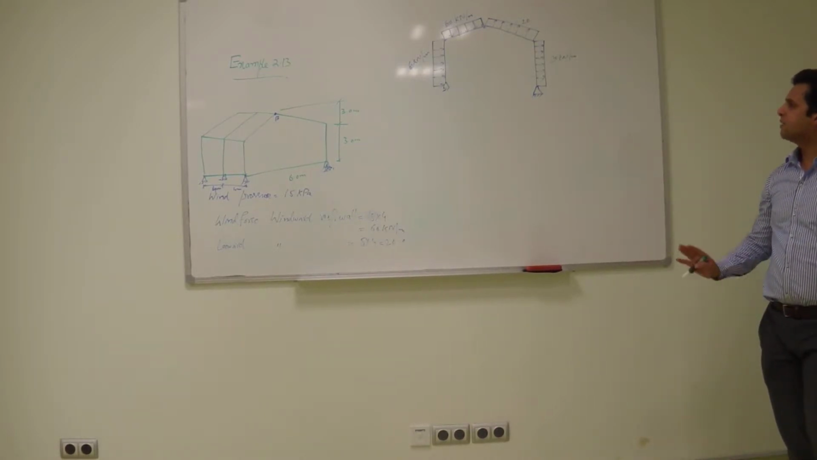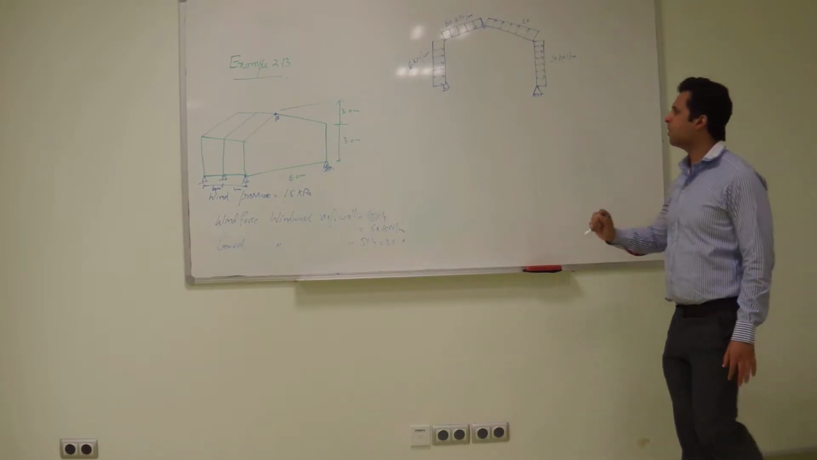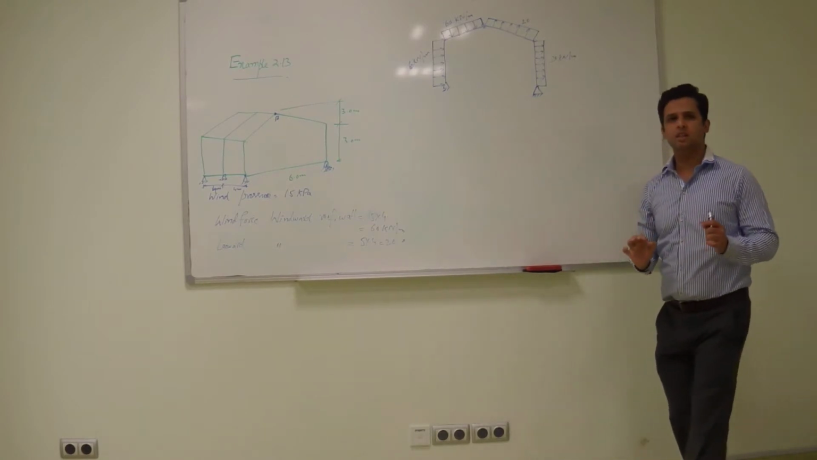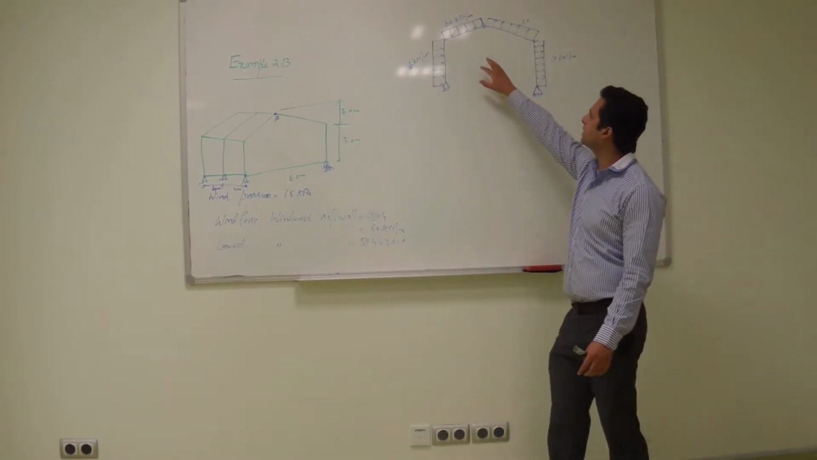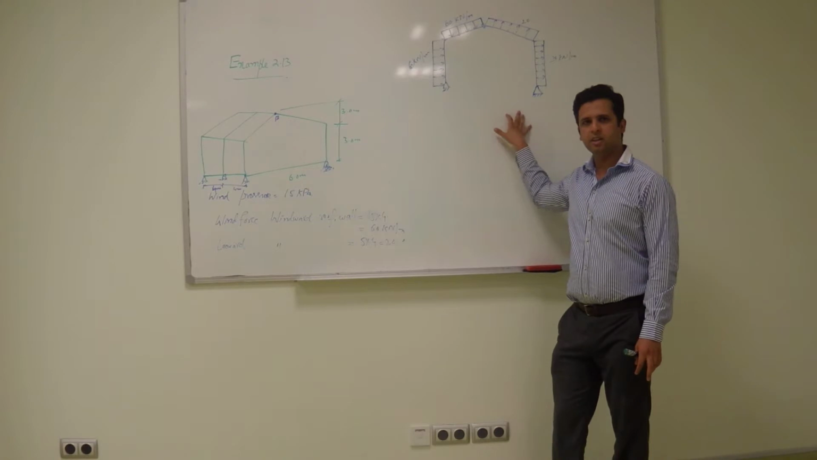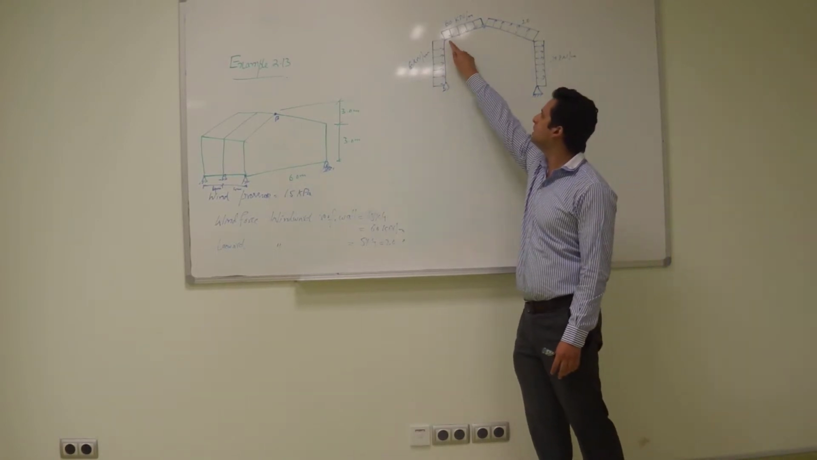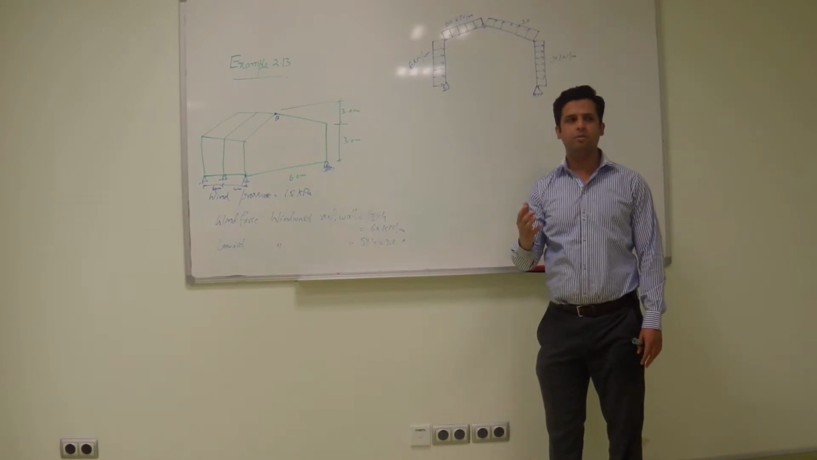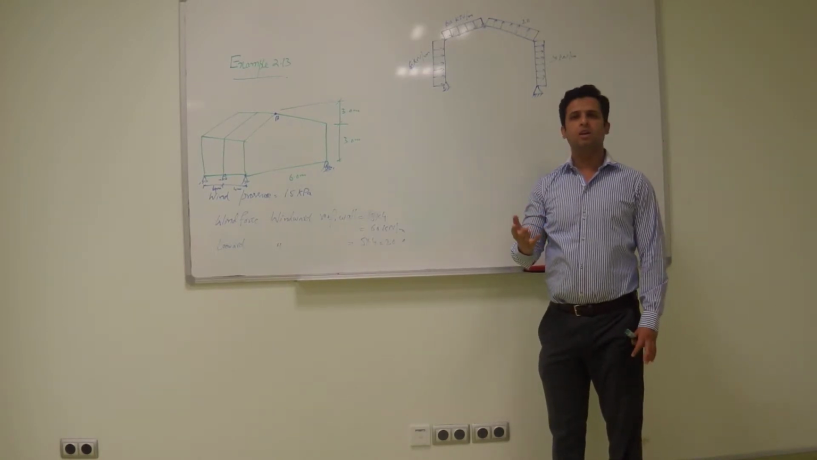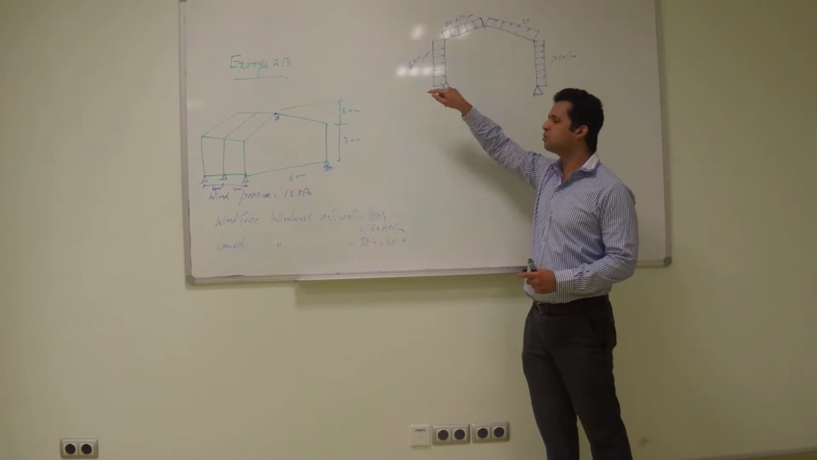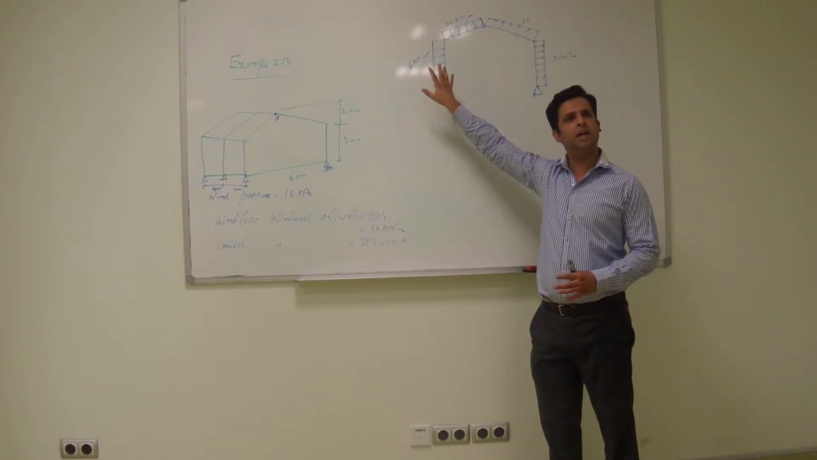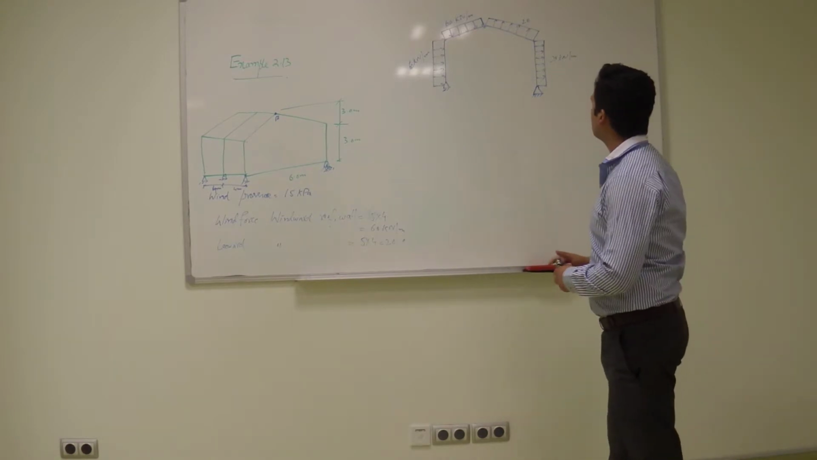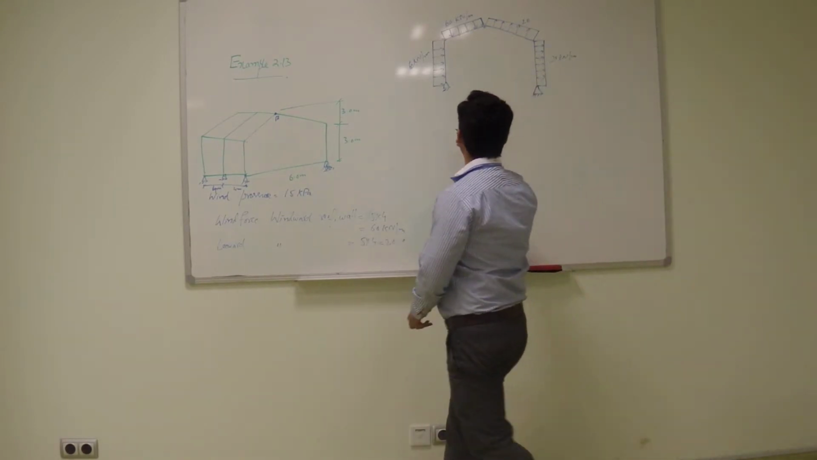Okay, so now next we have to find out the reactions. We have two ways. The one way, we keep the load as it is and we find out the reaction. The other way, we convert these uniformly distributed loads to point loads. Do you want to convert these UDLs to point loads or keep them as they are? Point load. Okay, let's convert these loads into point loads.